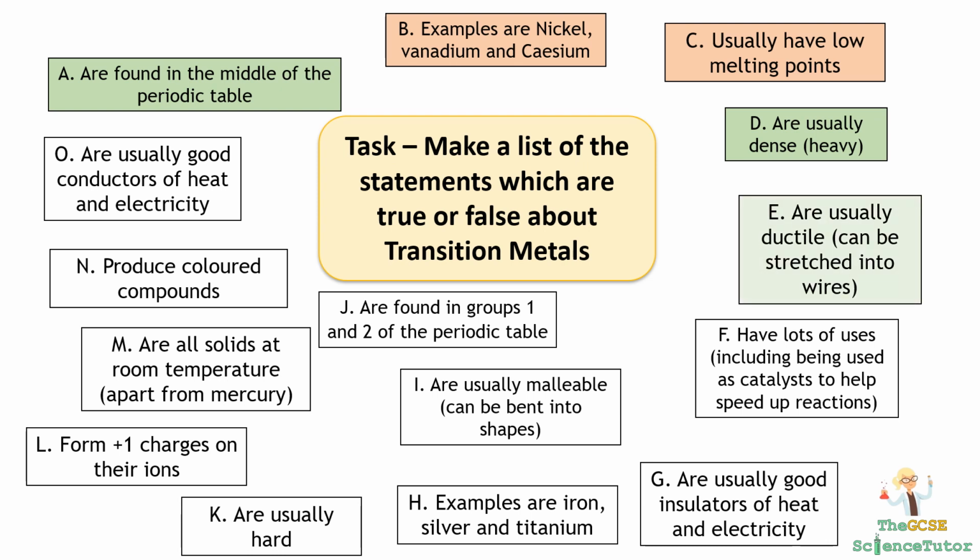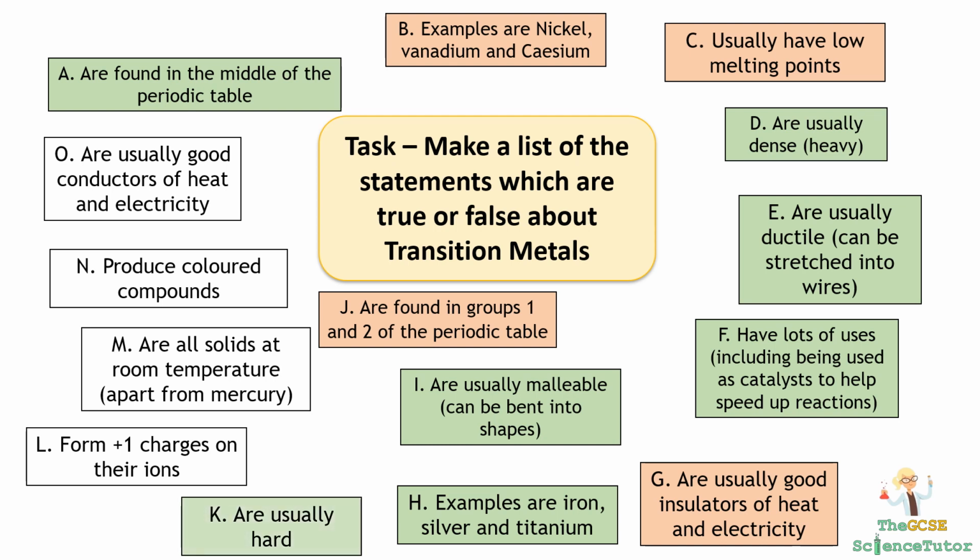E is also true. They are usually ductile and can be stretched into wires, such as copper wiring. F is also true. They have lots of uses, including being used as catalysts to help speed up reactions. G is false. They are not good insulators, they are good conductors of heat and electricity. H is true because iron, silver and titanium are all transition metals. I is also true. They are malleable and can be bent into shapes. J is false. They are not found in group 1 and 2. They are found in the middle.